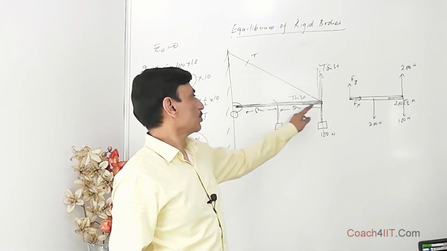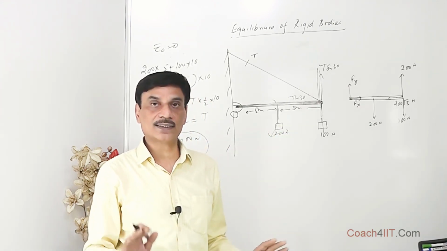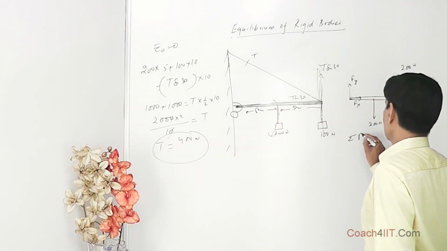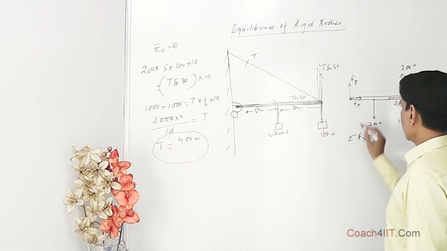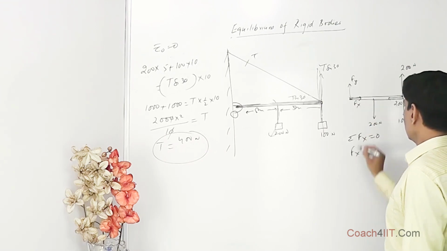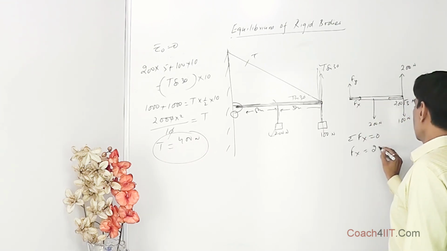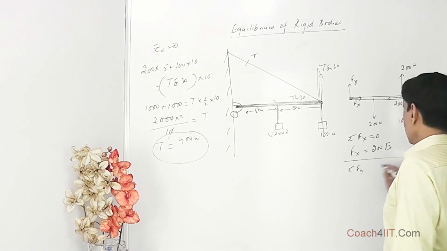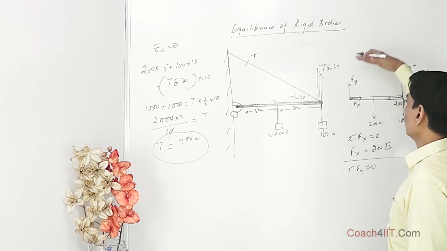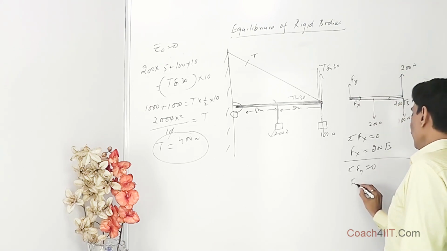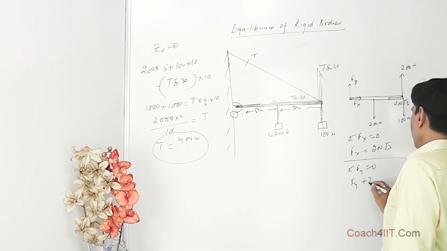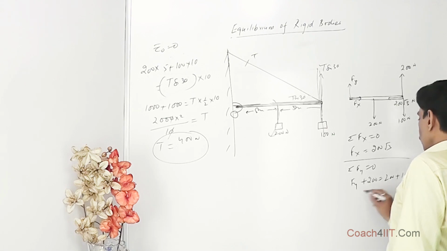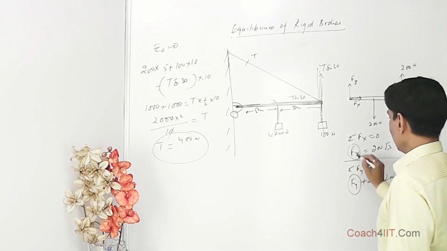Now, this rod is stationary. It is not moving along the x-axis or along the y-axis. So it means that net force along the x-axis is equal to 0. It means this Fx, this side force, should be equal to this side force, so it is 200 into root 3. Net force along the y-axis should also be equal to 0 because this rod is not moving along the y-axis either. So Fy plus 200 upward forces should be equal to downward forces, that is 200 plus 100. So from here you can find Fy, and Fx is known.